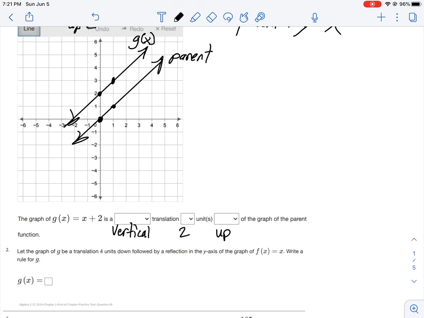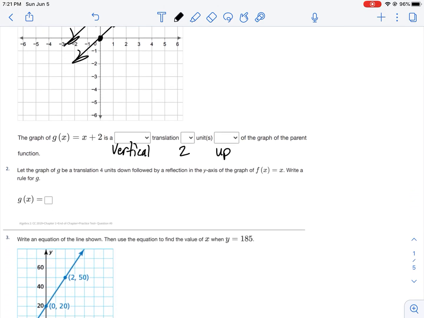Question 2. Let the graph of g be a translation 4 units down, followed by a reflection in the y-axis of the graph f of x equals x. So we're going to move 4 units down. And then we're going to reflect in the y-axis.